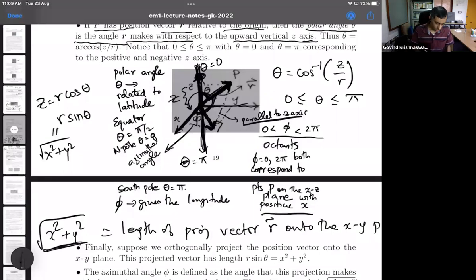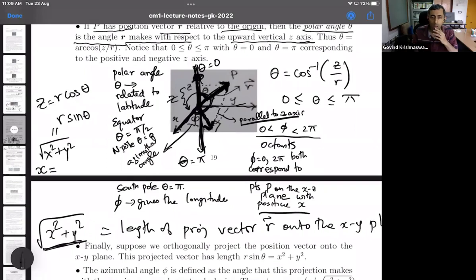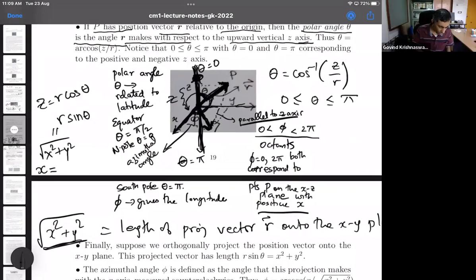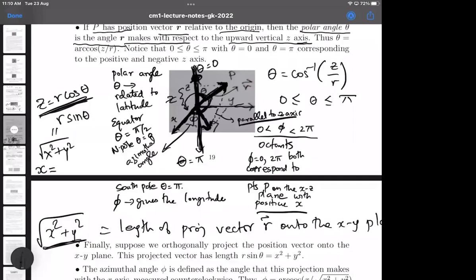Great. So then I can now write down a formula for x. x is this distance. Can you please tell me how much it is in terms of r, theta, phi? My question was, we wrote z in terms of r and theta. We have achieved that. I want to write x in terms of r, theta and phi. Just say that x is the square root of x squared plus y squared times cos phi, which is r sine theta cos phi. Thank you very much.